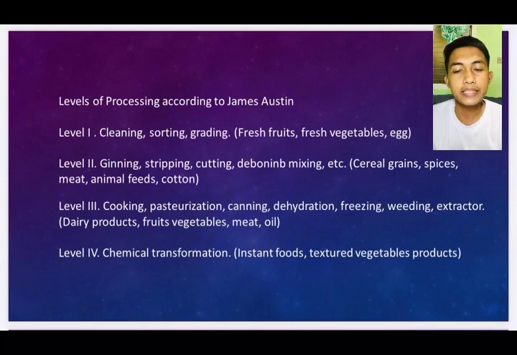Now, level 3 involves heating and cooking, pasteurization, canning, dehydration, freezing, weeding, and extraction. In other words, there is already a bit of changing the appearance by cooking and heating, or putting it into a pre-frozen condition in order to improve the shelf life and reach more customers in the market, and of course giving more value.